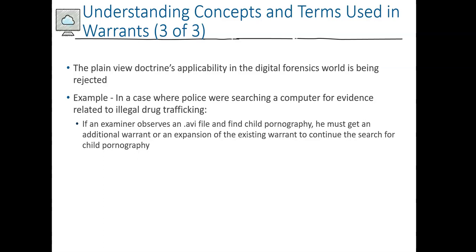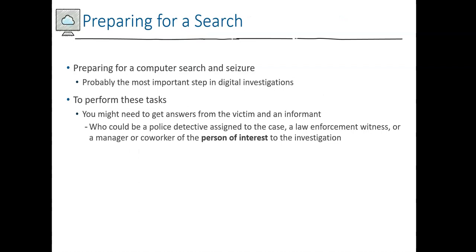Example, in a case where police were searching a computer for evidence related to illegal drug trafficking, if an examiner observes, for example, any AVI file, meaning videos or movies, and finds child pornography, he must get an additional warrant. He cannot say, hey, I found this evidence, so I can send it to court. No, no, no. Your search warrant is for email, not about this. So you need to go back to the judge, do a report, and get another search warrant, otherwise you destroy your case.